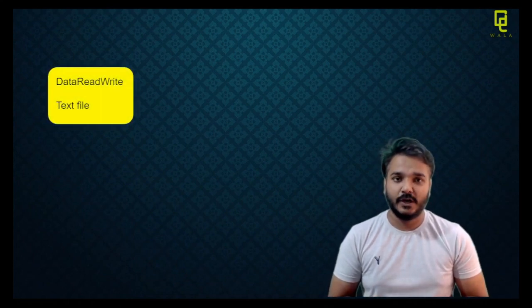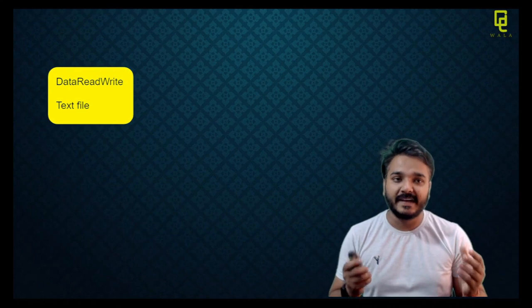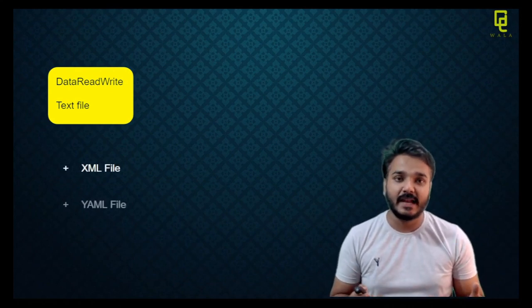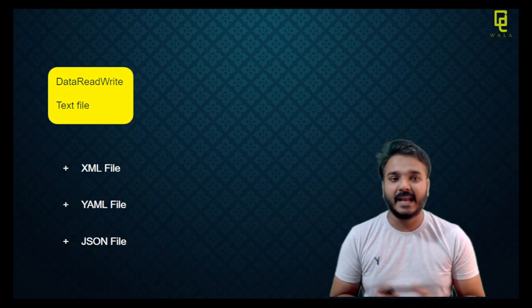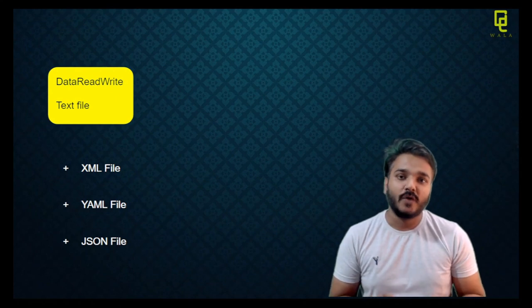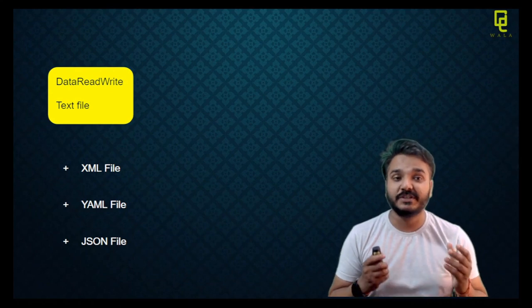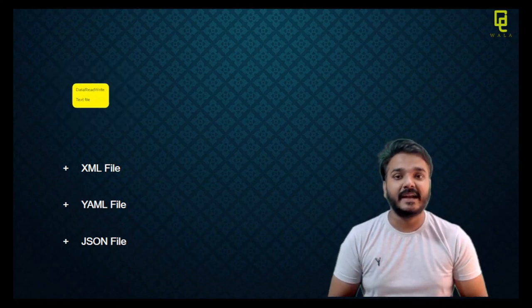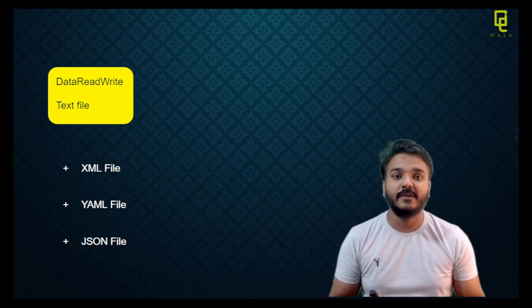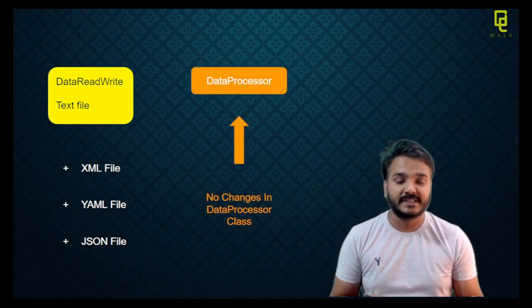There are a lot of benefits of doing it this way, but one that I can highlight here is, if an application supports reading data from a text file, tomorrow we want to support reading from an XML file, YAML file, or JSON file. It can be another format as well. Reading and writing of the data is the responsibility of the DataReadWrite class. To support this feature, only the DataReadWrite class will be impacted. There will be zero impact on the DataProcessor class.